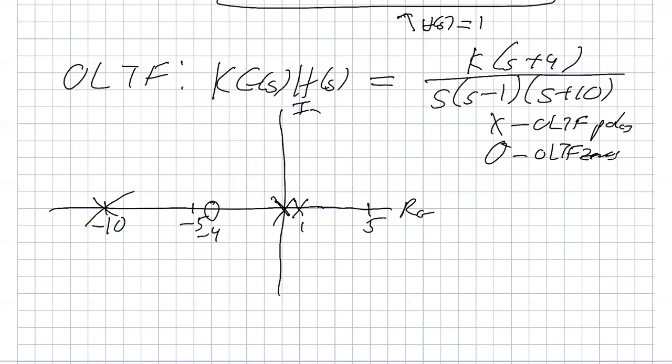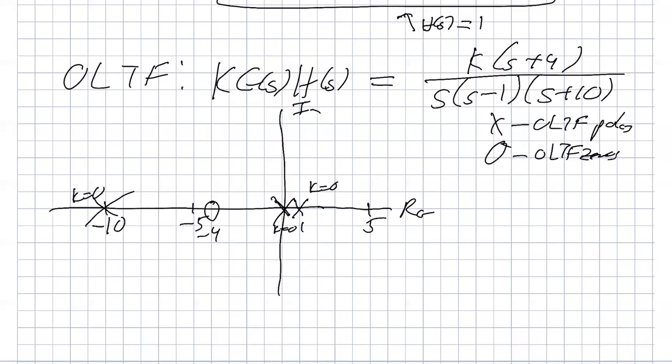All right, and we know where we're going to start. When K is equal to 0, we're going to be here, and here, and here. So we've got three branches and 3 poles. Now we know one of the poles is going to go to the zero at minus 4. I'm not quite sure where the others are going to go, but we'll figure that out next.